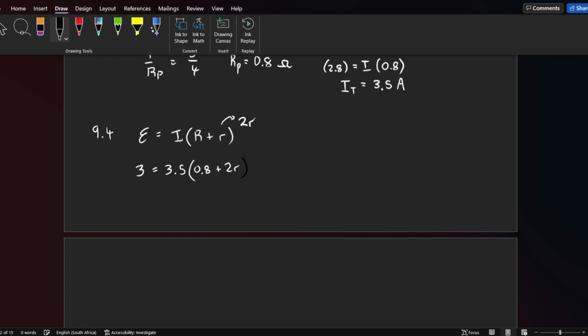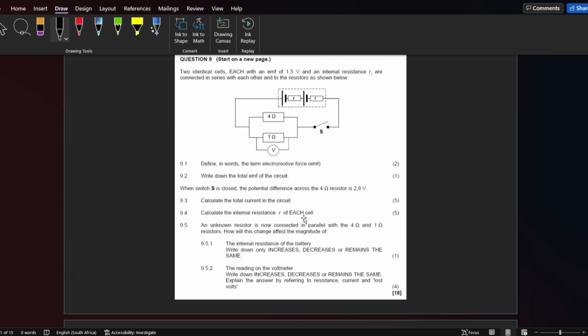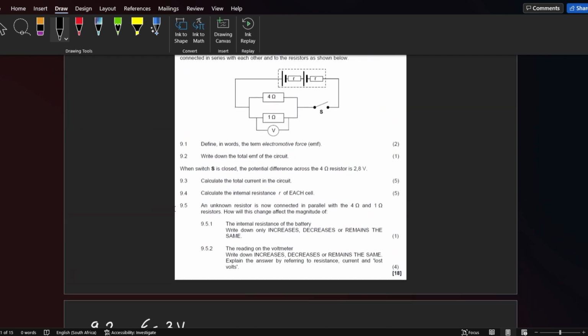And when making R the subject of the formula, we then get the individual internal resistance to be 0.03 ohms. Okay, and that gives us our internal resistance of each cell. Now question 9.5 asks, an unknown resistor is now connected in parallel with the 4 ohm and the 1 ohm resistors.